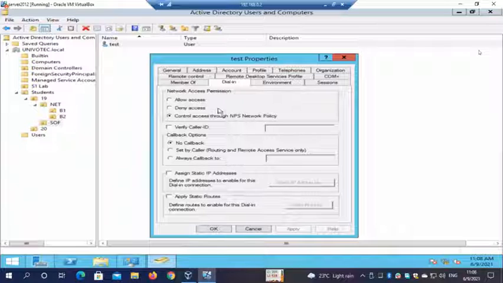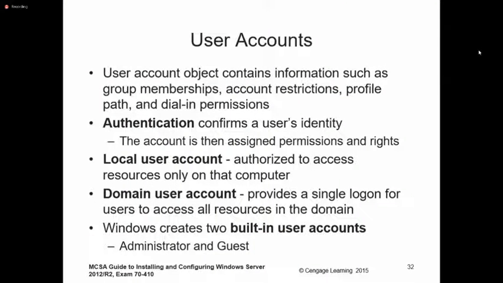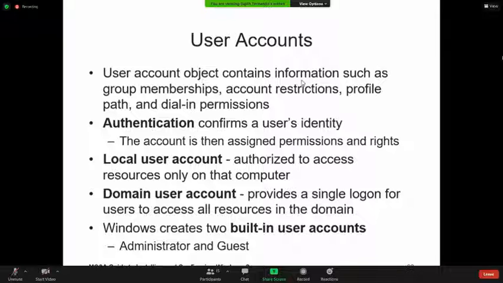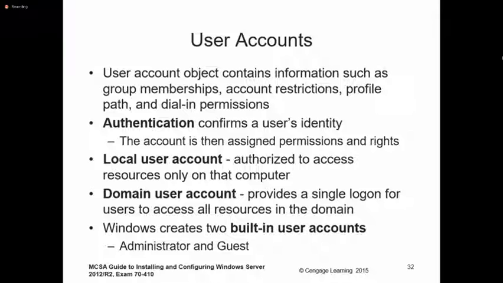Then dial-in options. So this is what I showed here. See, account restrictions, profile path, dial-in permission, group membership. So a user account object can have all this information. Authentication confirms the user's identity. The account is then assigned permissions and rights. I explained this earlier, right?